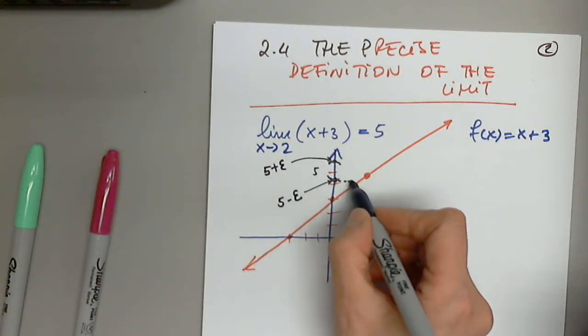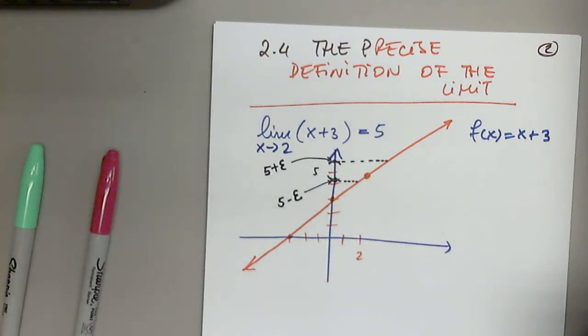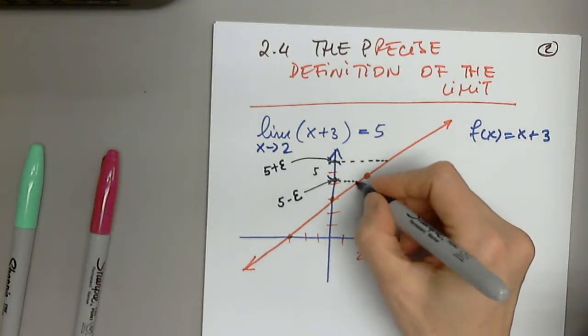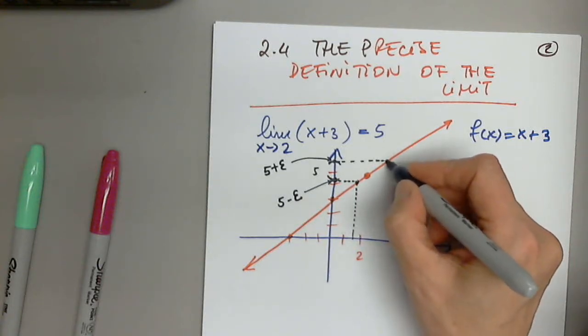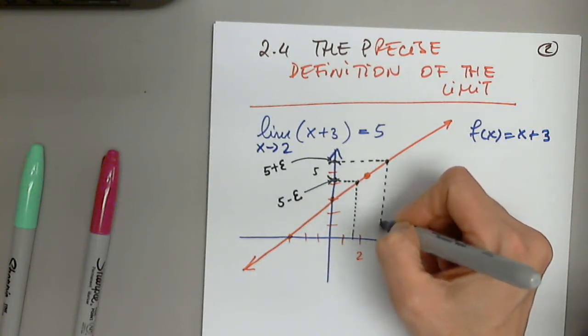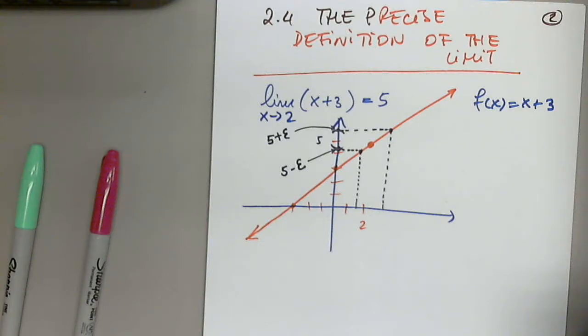So I will continue with horizontal lines from those two. Those horizontal lines meet the function in 2 points. I hope you agree. And then at this point, I will bring down a vertical. And from this point, I will bring down a vertical. So let me ask you this before we continue.